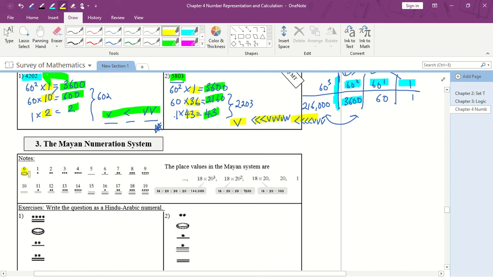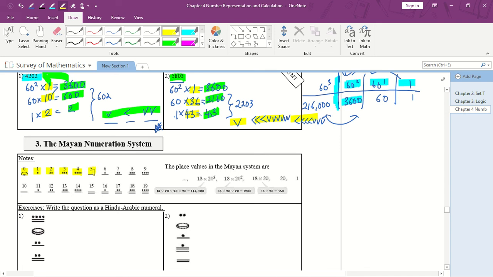That means it looks like a 0 or a shell. When it is 1, it is a dot. When it is 2, it is 2 dots. When it is 3, it is 3 dots. And when it is 4, it is 4 dots. However, when it comes to 5, it will become a line.